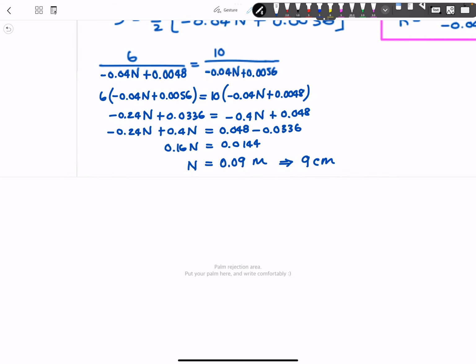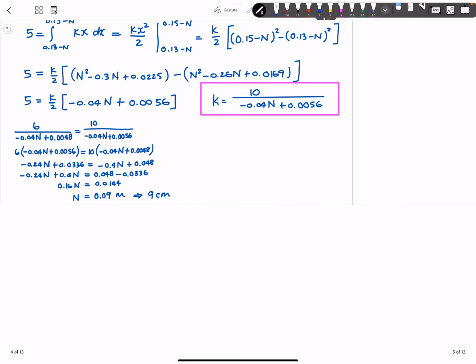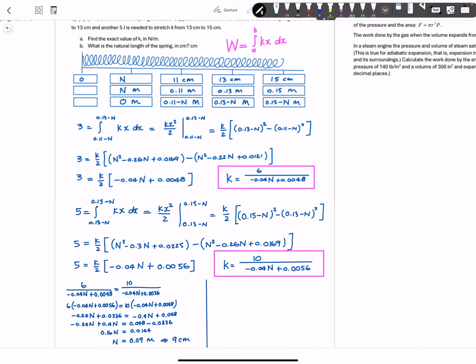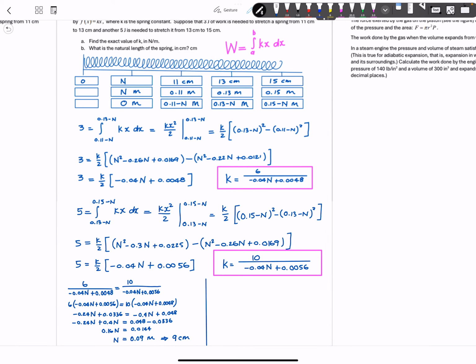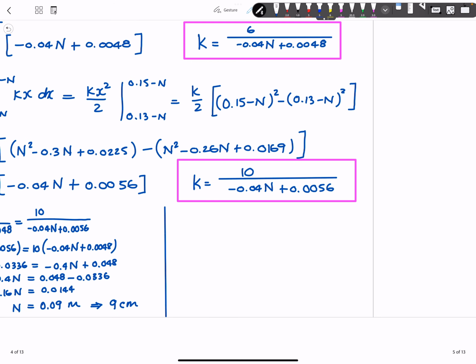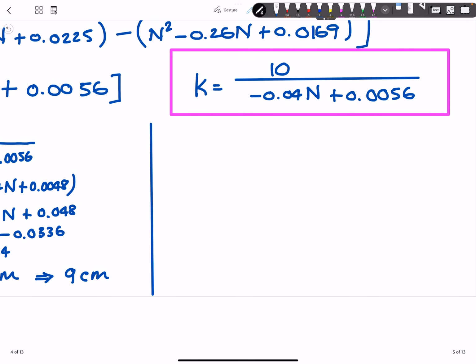So negative 0.24n plus 0.4n is equal to 0.048 minus 0.0336. I get 0.16n is equal to 0.0144, which finally gives n is equal to 0.09. And again, this is still measured in meters. So if you would like to convert this answer, of course, this will be 9 centimeters.